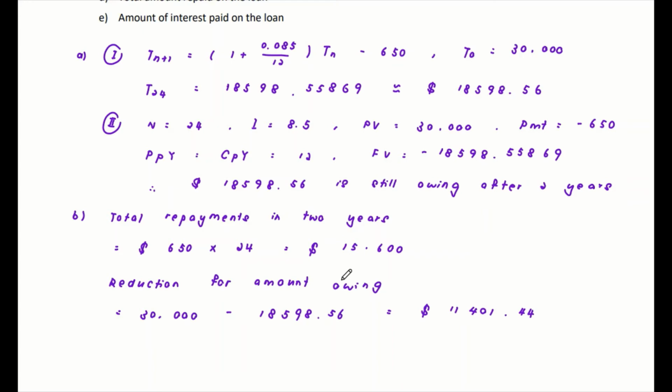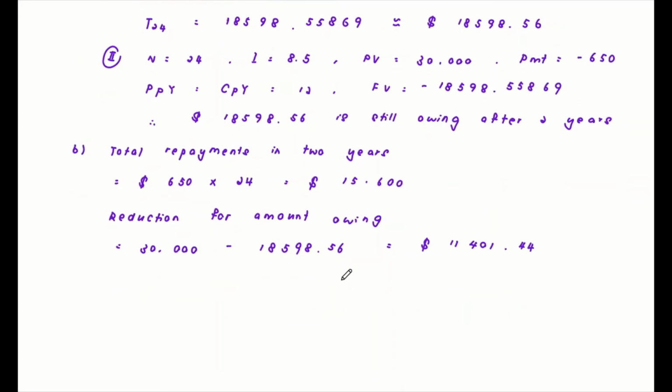So the money is paid for the interest. So from here, then I can just use my 15,600 to minus off the reduction. Then the rest of the money actually goes to interest. So from here, then I'll be able to find the interest generated throughout this period. So from here, I'll be able to get 4198.56.